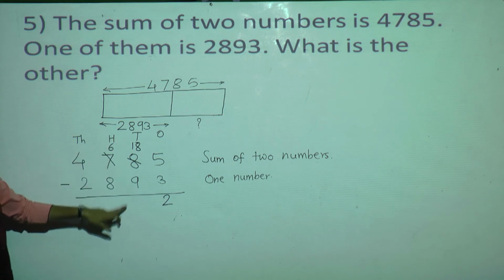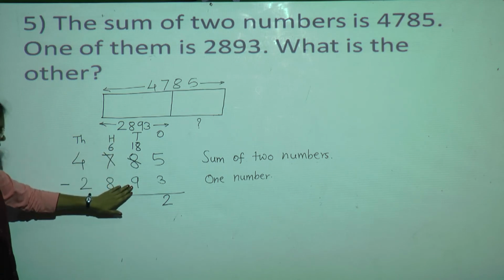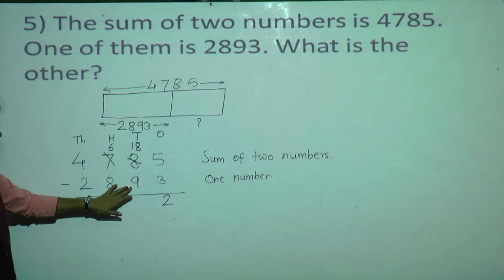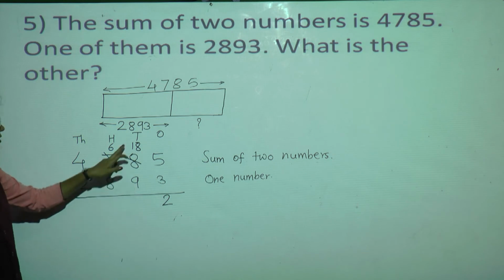Now see the tens place. Here 18 is there and here 9 is there. So 18 minus 9, do the subtraction. After 9 you have to count your fingers till 18.